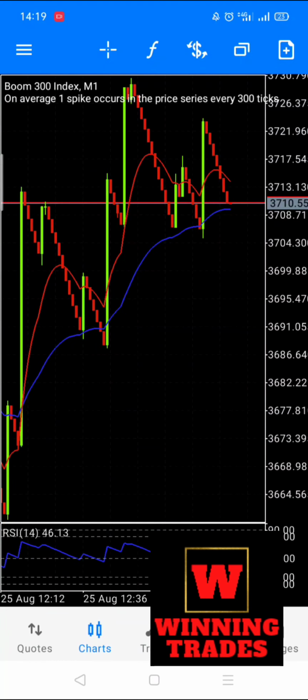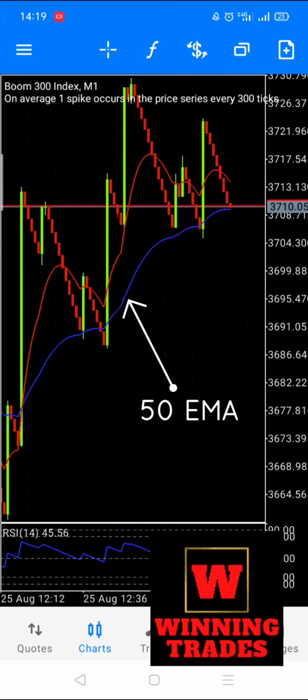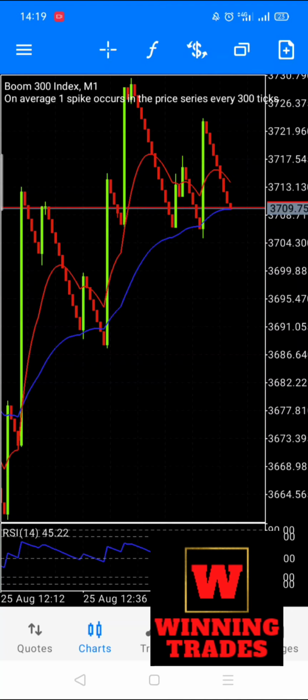So guys, I'll be starting with boom 300. Let's see how this strategy works for boom 300, okay? So now we are looking for where the 13 EMA crosses the 50 EMA. The 13 EMA is the red EMA you're looking at, and the 50 EMA is the blue EMA you're looking at, okay? Now that you have that understanding, let's look for where the 13 EMA crosses the 50 EMA upwards for a buy.